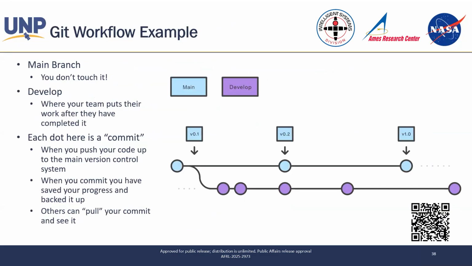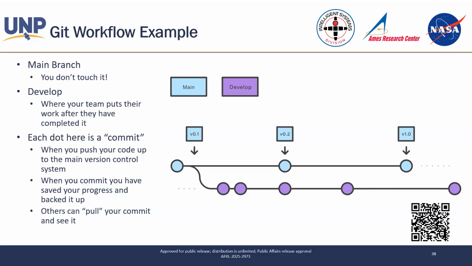Let's go over an example Git workflow here. In this simple example, imagine that we're all writing software. You're going to want some main branch that you don't change. You never directly write code on your main branch. Your development branch is where your team puts all the code that they're currently working on for whatever review is coming up or whatever particular test you're running. And each dot here is a commit.